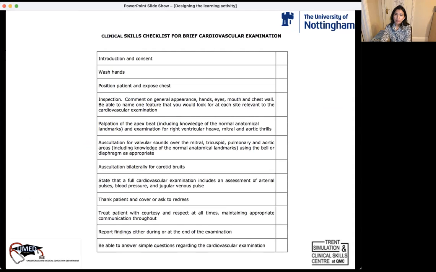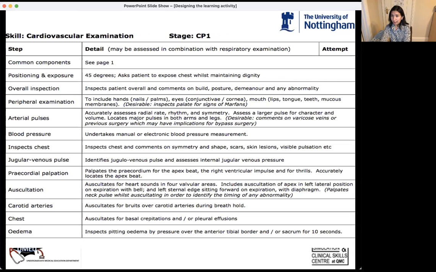Another example is the CVS examination. It is a must-know for the students. So this is a simple checklist that we teach for year 1 and year 2. And then when they begin year 3 and year 5, this is another checklist, with increased difficulty and more completeness.